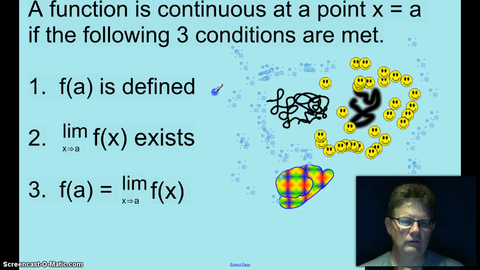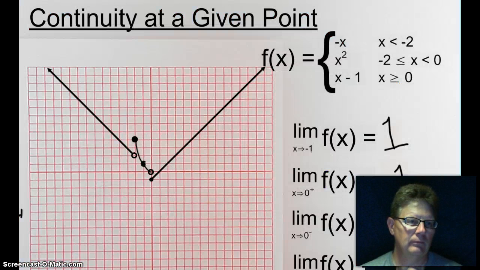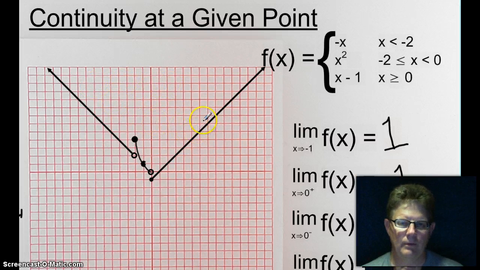Alright. Let's look at these three things. I know you've got them written down. Let's go look at those on the previous screen. Okay, what was f of negative 1? F of negative 1 is in this slot right here. F of negative 1 is negative 1 squared. That's 1. And the limits as we approach are both also 1. So therefore, it's continuous at negative 1.